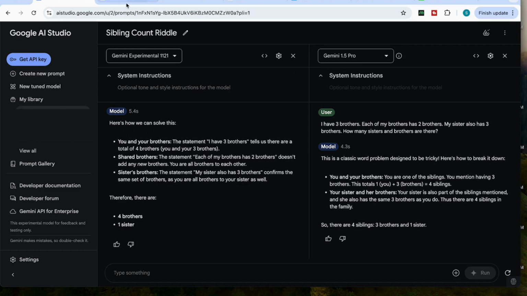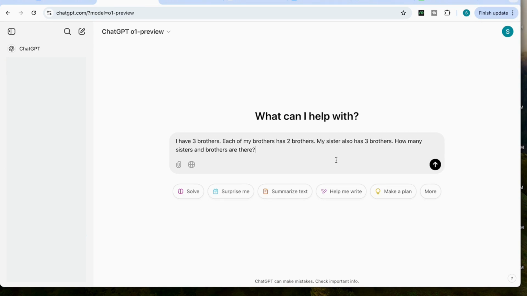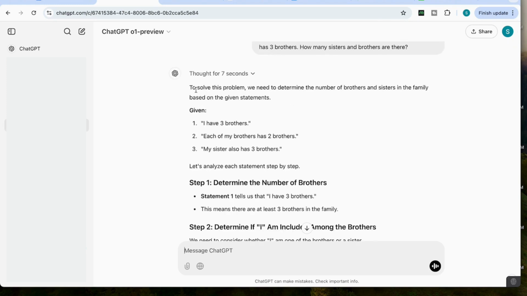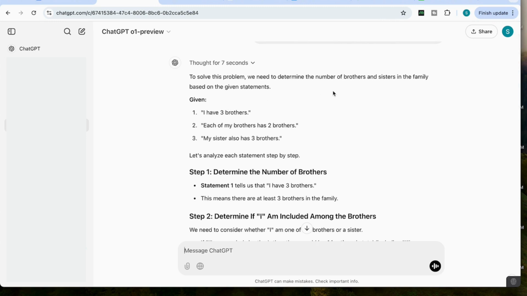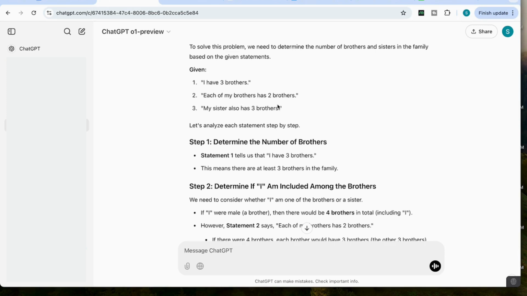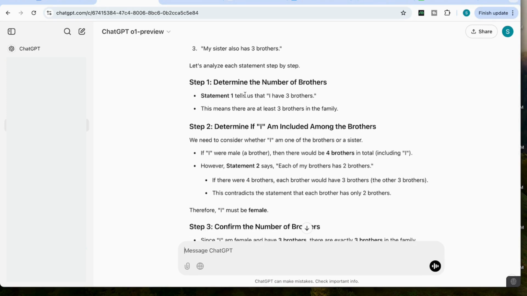Now, let's try that same problem with ChatGPT o1 Preview. We know it has the highest reasoning ability, so I'm going to add this here in ChatGPT o1 Preview, and you can see straight away that the reasoning of o1 Preview is really unmatched at this stage. So it says, to solve this problem, we need to determine the number of brothers and sisters in the family based on the given statements. I have three brothers. Each of my brothers has two brothers. My sister also has three brothers. Now let's analyze each statement step by step.